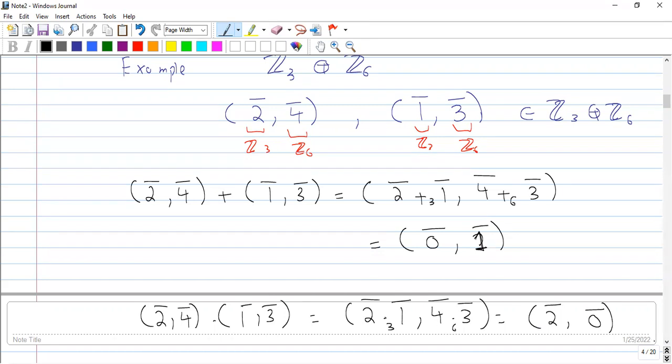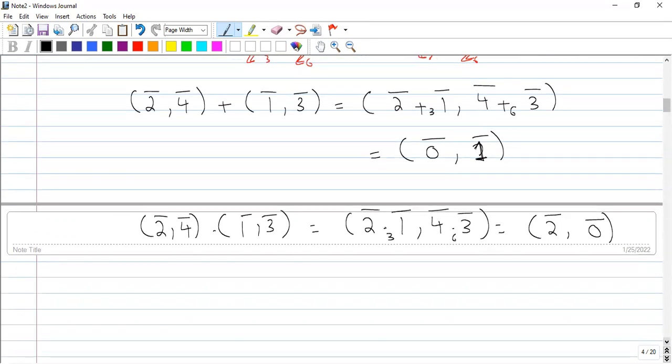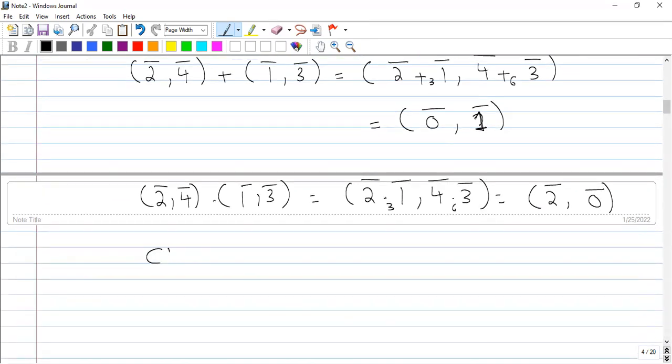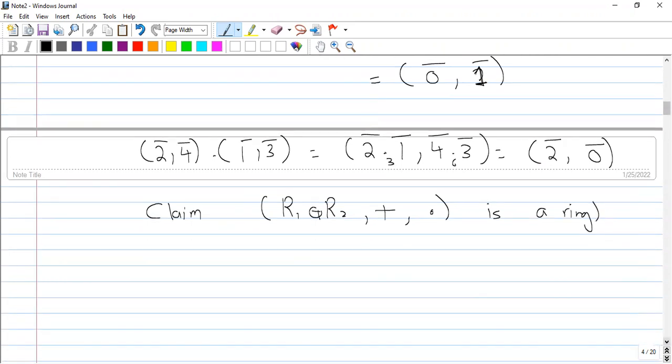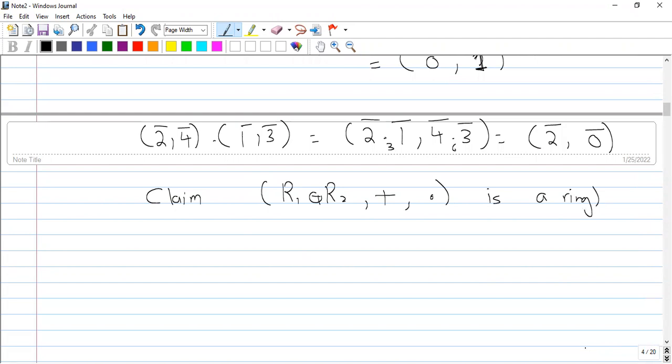I can add two elements. So actually what is the claim? Which you can see, the claim is that under the defined addition and multiplication, R1 and R2 form a ring. And one can see easily why it is a ring. Because we have already seen that both operations are binary operations.